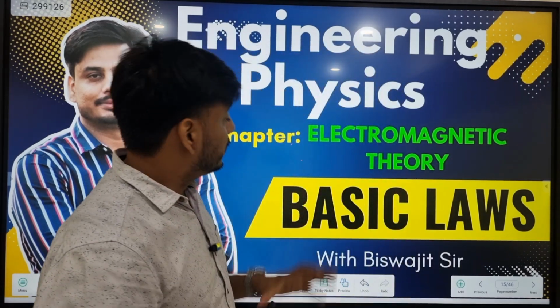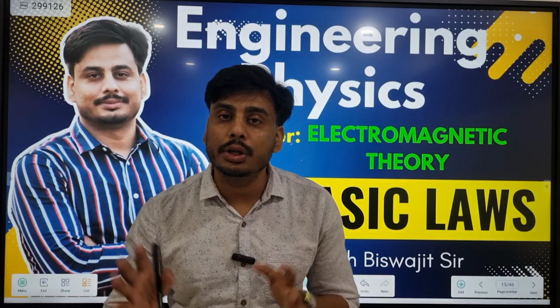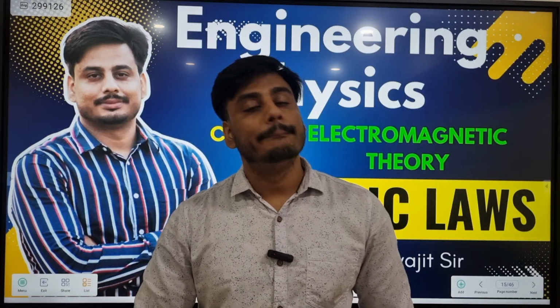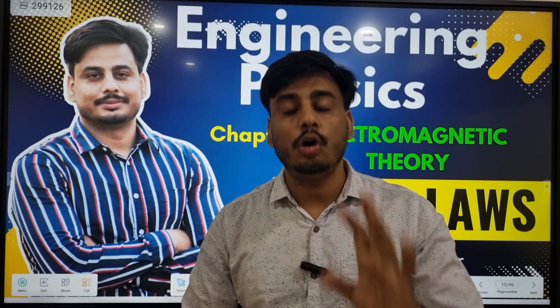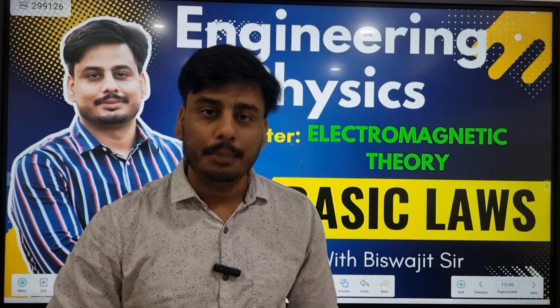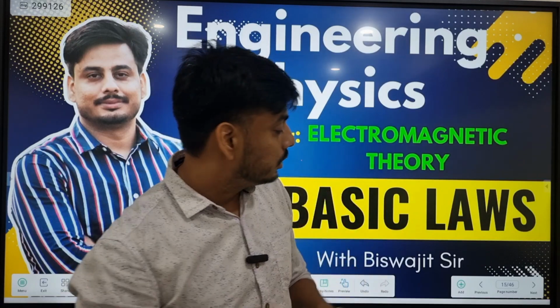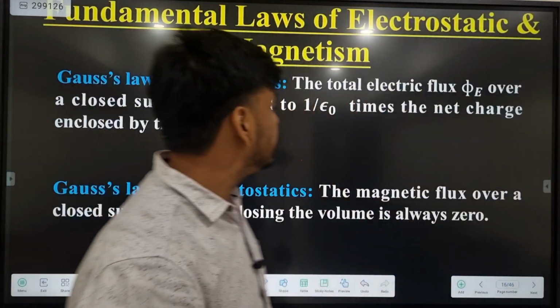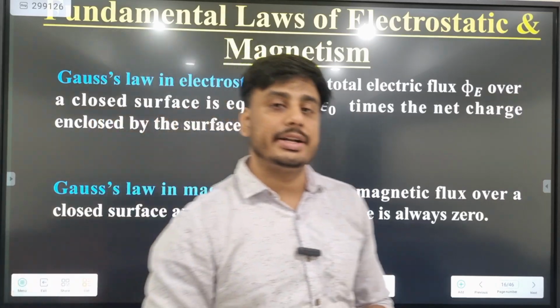So here we will discuss the basic laws. What are the basic laws we are going to use in electromagnetic theory? Mainly the laws of electrostatics and magnetism, or magnetostatics, are used as the basic or fundamental laws of electromagnetic theory, because from the name you can see electrostatics and magnetostatics are both combined. So the basic laws are, in electrostatics, Gauss law in electrostatics, and Gauss law in magnetism.